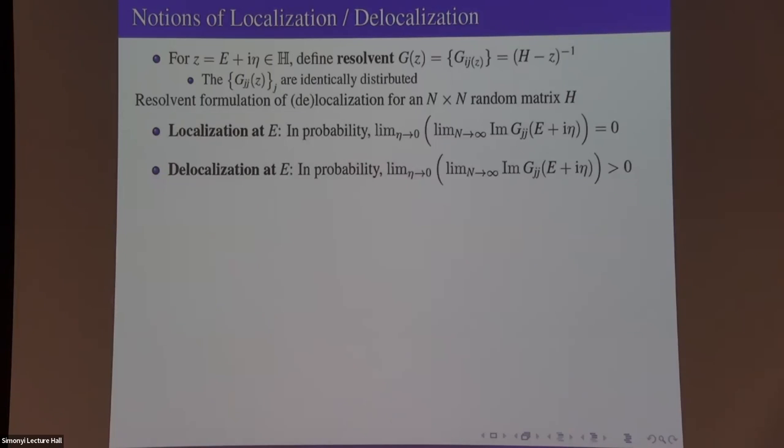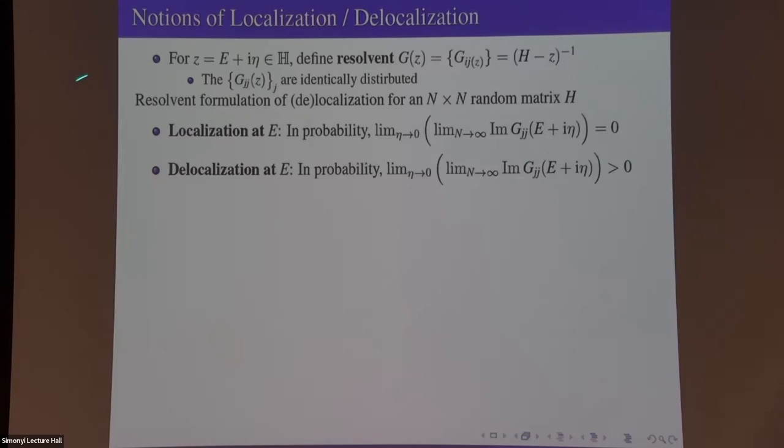Okay, so let's fix some complex number E. You view E as some fixed number, and E is where you're probing. You can view it as where you're probing the eigenvector, so you're probing an eigenvector with eigenvalue around E. Then you let Z, or really Z of eta, be E plus i eta, so I'm just taking this point E and shifting it a little bit up in the complex plane. Then you define the resolvent to be (H minus Z) inverse. Since H is symmetric and Z is slightly in the complex plane, you can invert it.